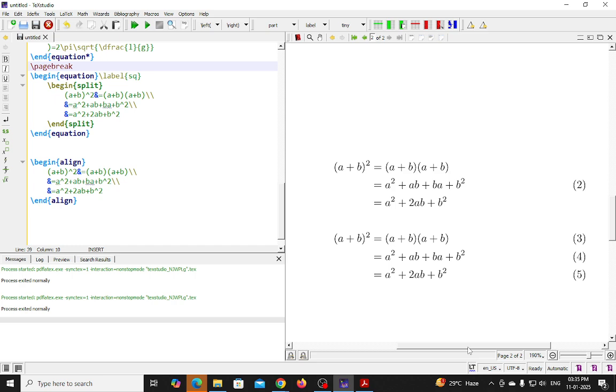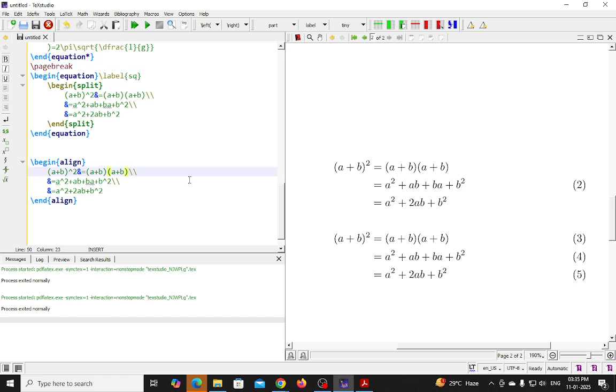Every line here is numbered. That means equation numbering: in align, each line can be treated as an equation and that will be numbered. But in the earlier case, the whole expression, whatever the number of lines there are, will be treated as a single equation. But here each line can be treated as an equation and it is numbered. And suppose in align I don't need numbering, that is also possible.